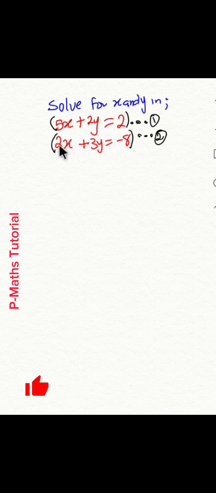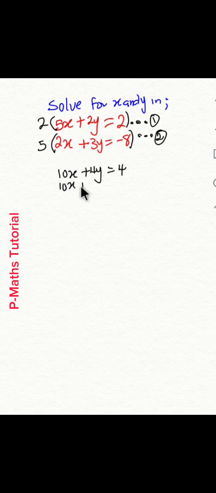I'll use 2, the coefficient of x here, to multiply equation 1. Use 5, the coefficient of x here, to multiply equation 2. So 2 times 5x is 10x. 2 times 2y gives me 4y. And 2 times 2 is 4. Here, 5 times 2x is 10x. 5 times 3y is 15y. And 5 times minus 8 gives us minus 40.